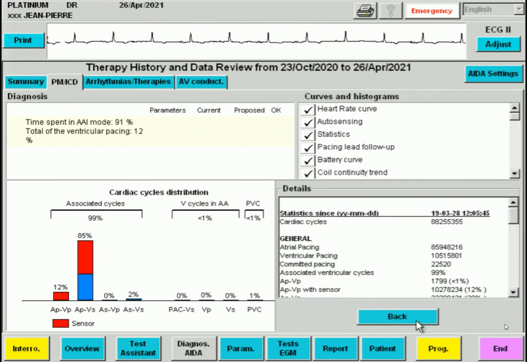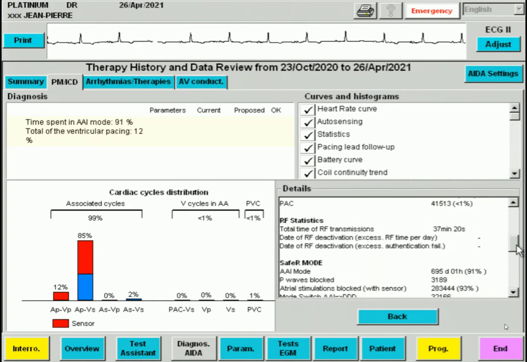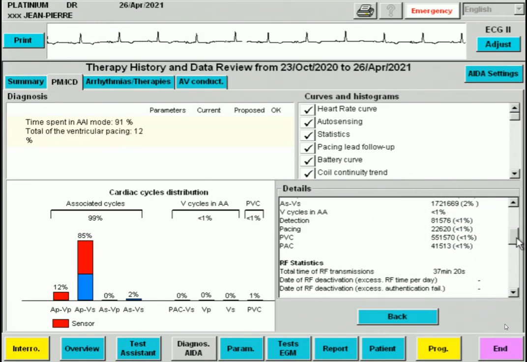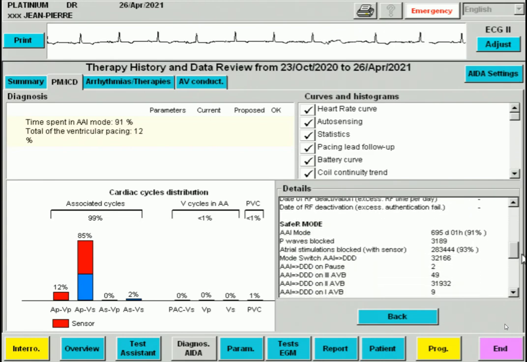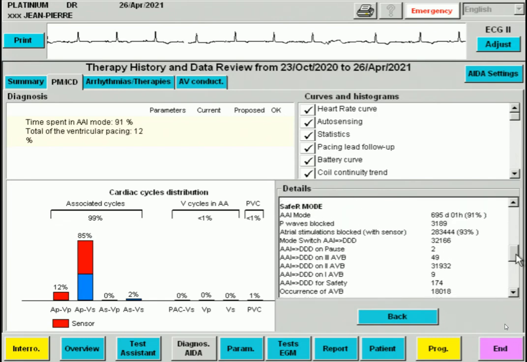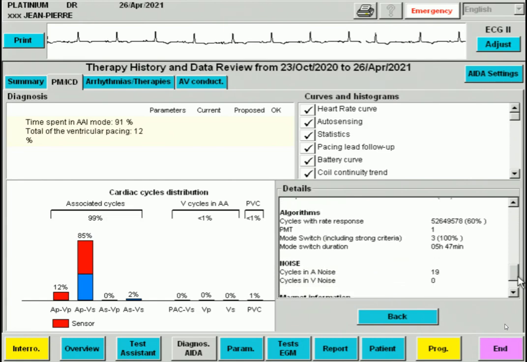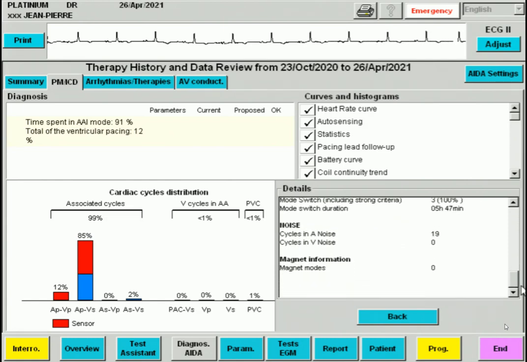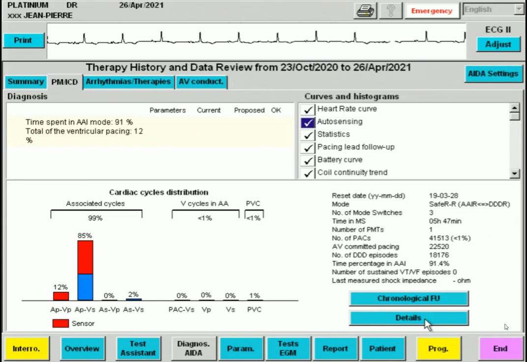When we look into the details and go to the bottom, we can see that there have not been many PVCs. We also observe that the patient has remained in SAFAR mode. Importantly, we also observe that the device has not registered any noise on the RV lead. So the lead is in good condition, based on these observations of the last 2 years.